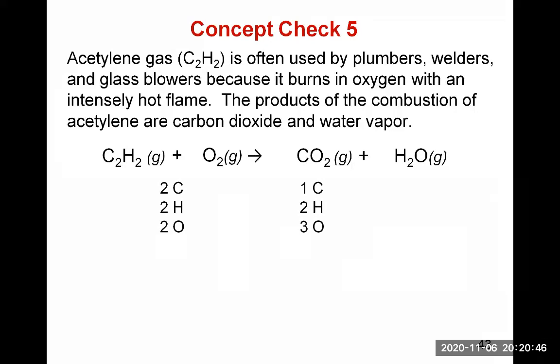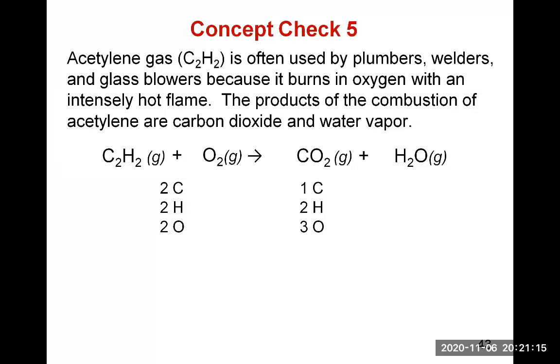So when you have these types of elements like carbon, hydrogen, and oxygen, you always want to start with carbon, then hydrogen, and finally oxygen. Always keep oxygen last, especially here because oxygen is on the reactant side as the elemental oxygen O2. So that allows you to balance it more easily in the end.